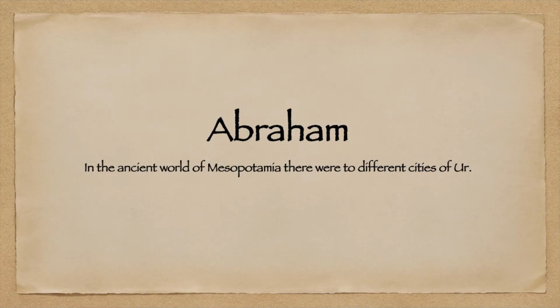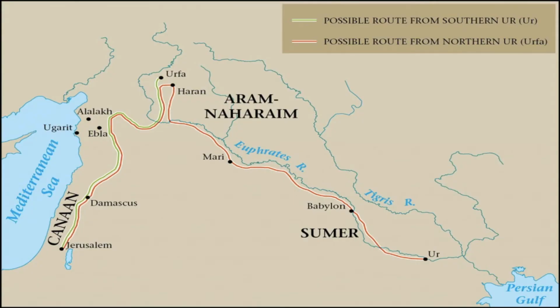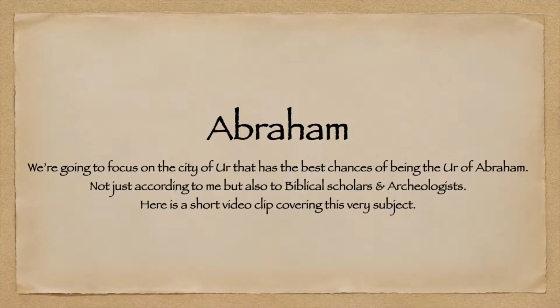In the ancient world of Mesopotamia, there were two different cities of Ur. You had a city of Ur in Syria, and you also had a city of Ur in Iraq. We're going to focus on the city of Ur that has the best chance of being the Ur of Abraham, not just according to me, but also to biblical scholars and archaeologists. Here is a short video clip covering this very subject.